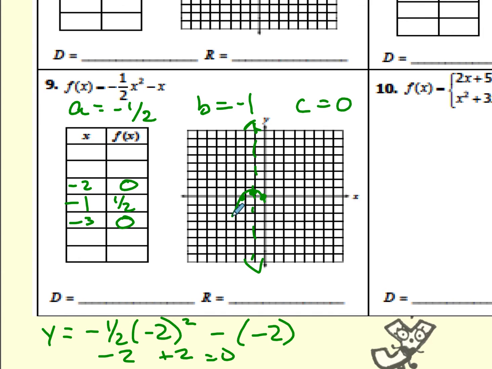And now I have my parabola. And again, the domain is always all real numbers. And since this opens down, the range is always going to be less than or equal to the y-coordinate of the vertex.